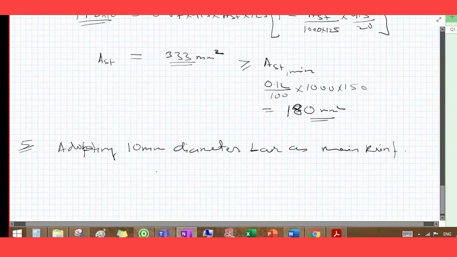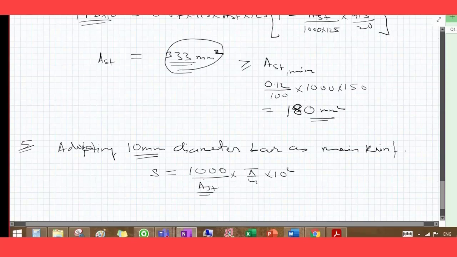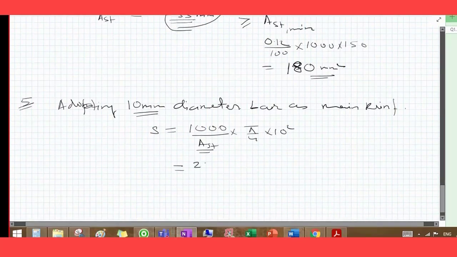So what will be the spacing? I have given this formula: spacing is 1000 divided by AST into pi by 4 into the diameter of the bar which you are providing, 10 square. So I know AST is 333 millimeter square. This is the steel which I am providing. So if I substitute 333 here, you'll get the spacing as 235.8 millimeter. Now this spacing has to be less than the minimum of 3D comma 300, and 235.8 is less than 300 mm.